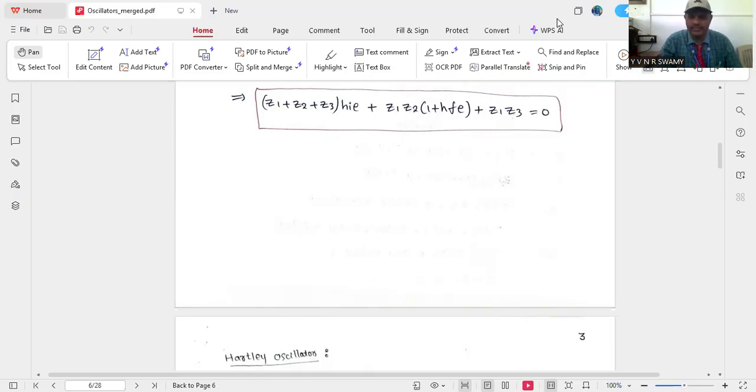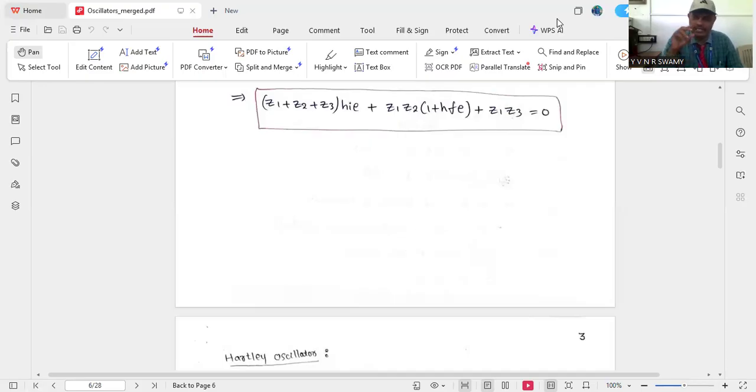In the last class, we discussed the operation of Hartley oscillator. In this class, we will discuss the derivation of Hartley oscillator, that is f is equal to 1 by 2 pi root of L equivalent into C, where L equivalent is equal to L1 plus L2.